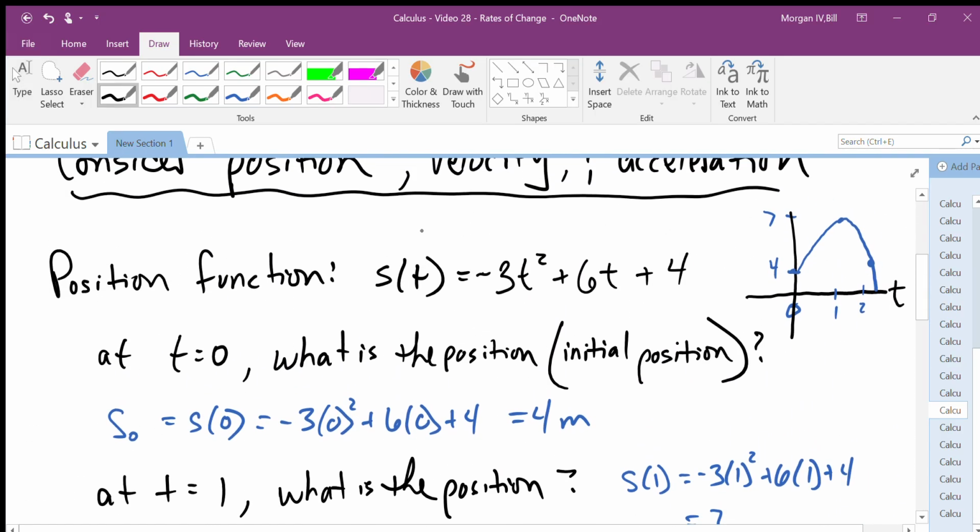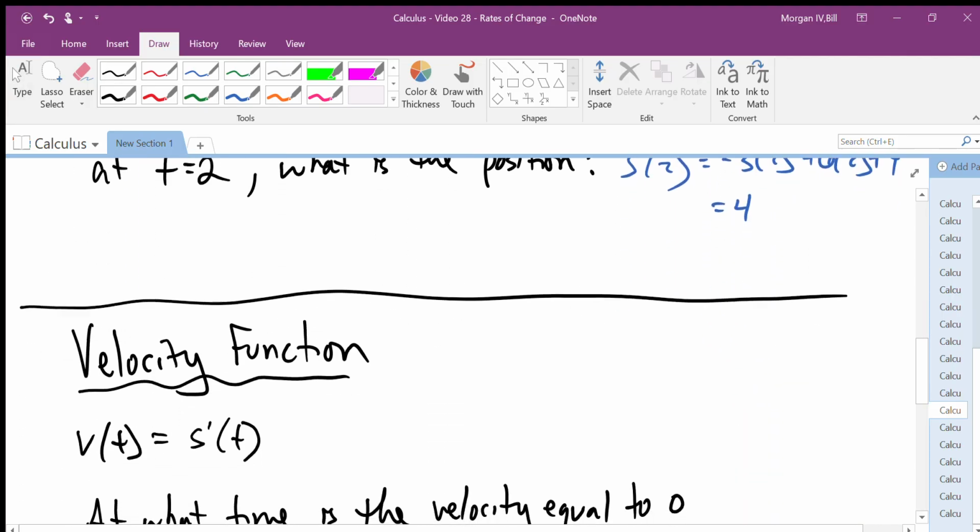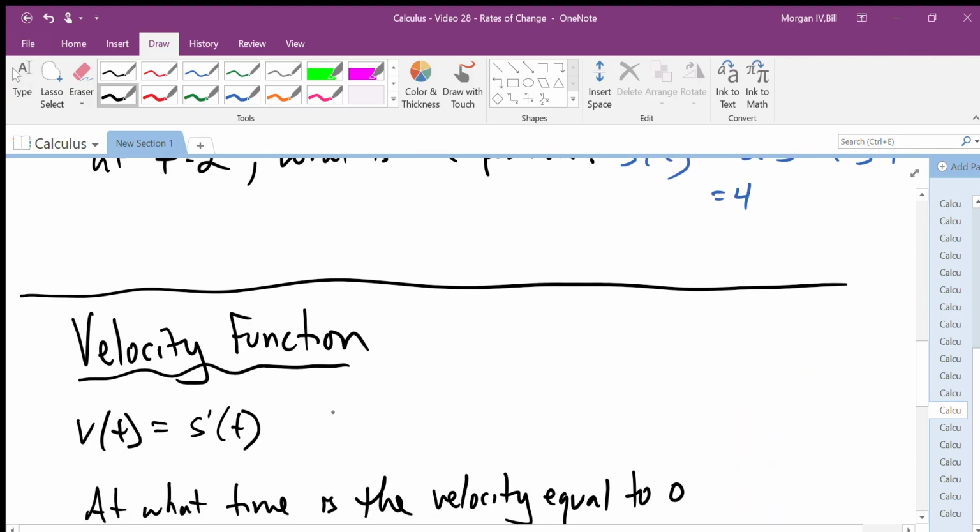So if we go back to our position function, s of t is equal to negative 3t squared plus 6t plus 4, we take its derivative, that gives us the velocity function. The derivative of s of t would be negative 6t plus 6. So our velocity function, v of t, is negative 6t plus 6. Okay?